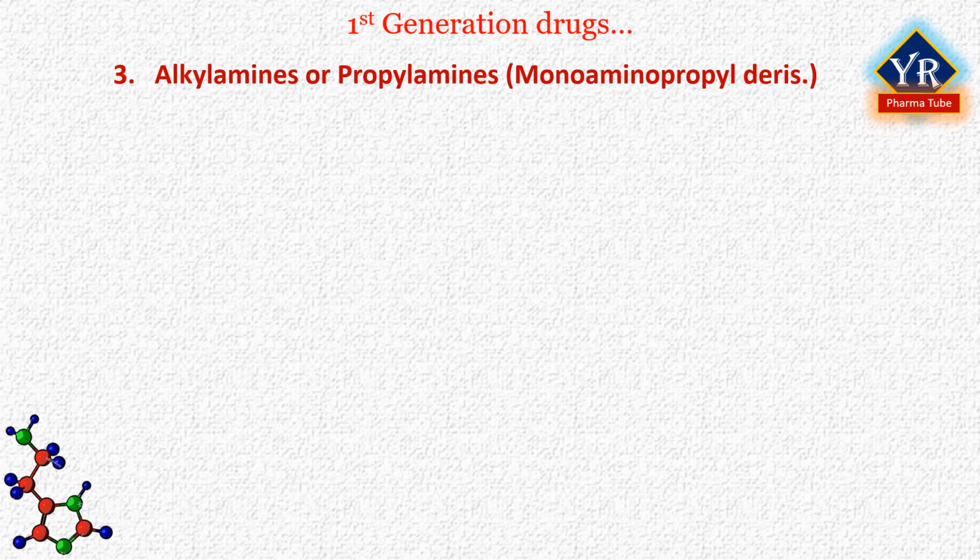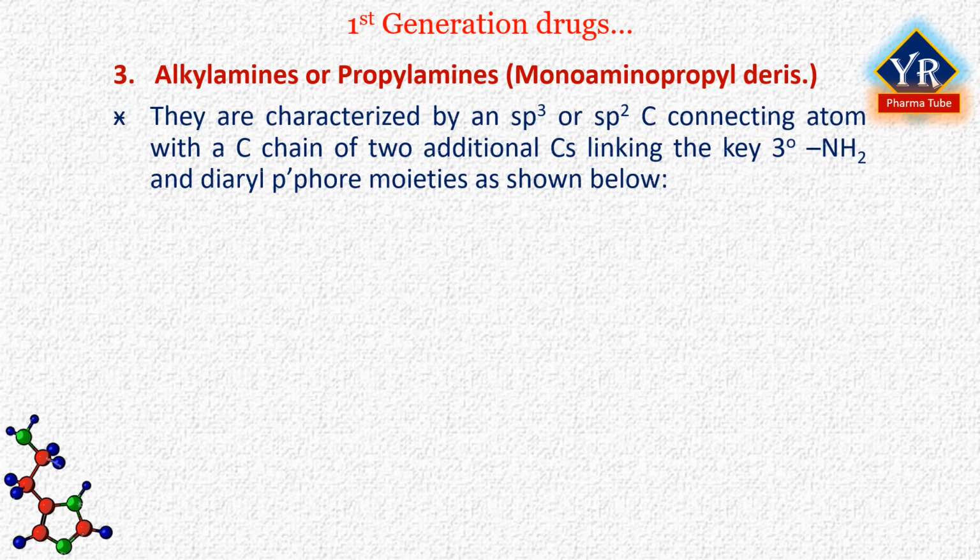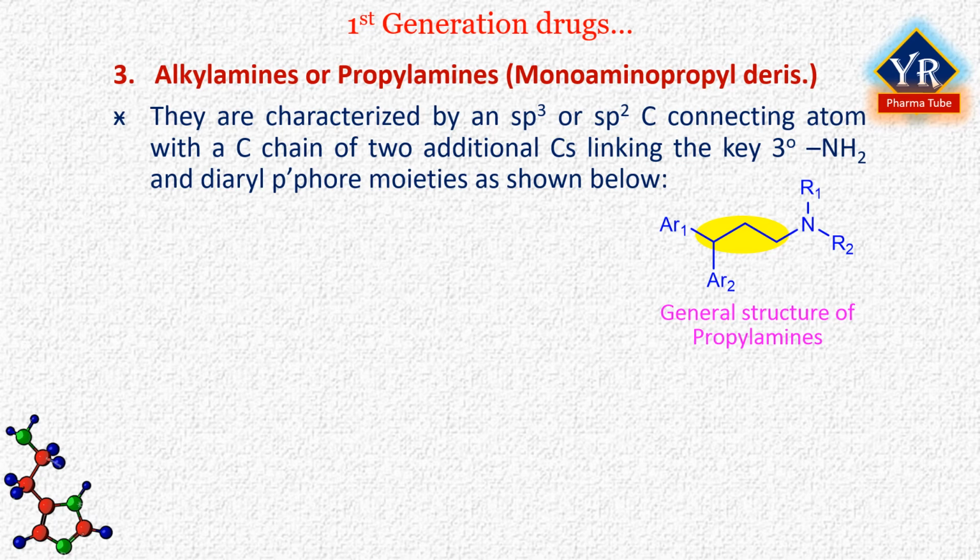Number 3. Alkylamines or propylamines, sometimes also known as monoaminopropyl derivatives. They are characterized by an sp3 or sp2 carbon connecting atom with a carbon chain of 2 additional carbons linking the key tertiary amino and diaryl pharmacophore moieties, as shown in the structure.